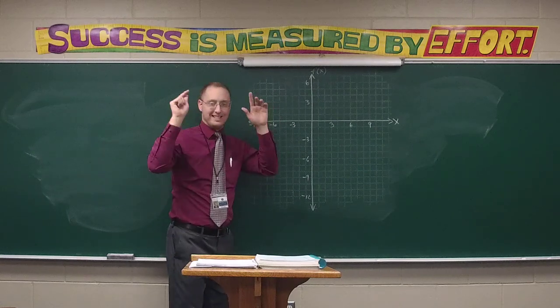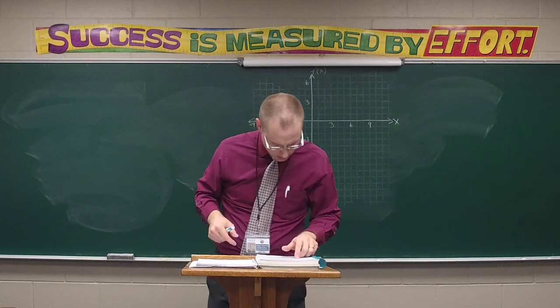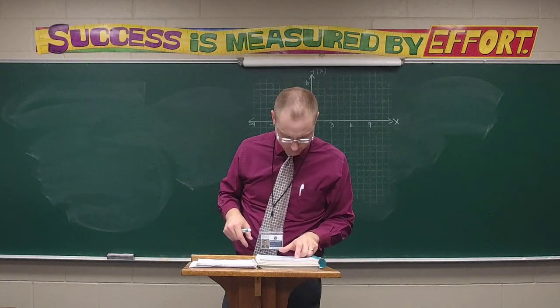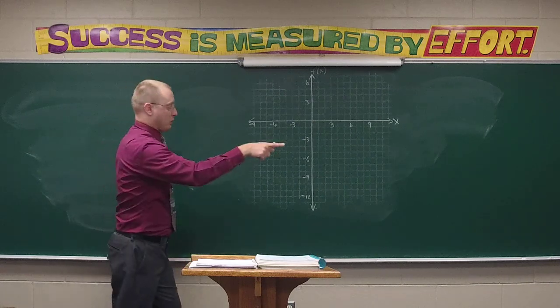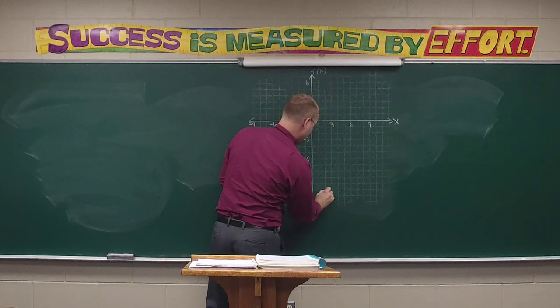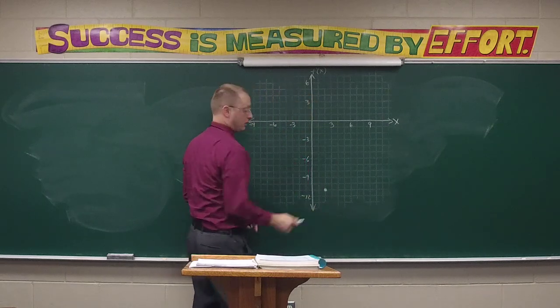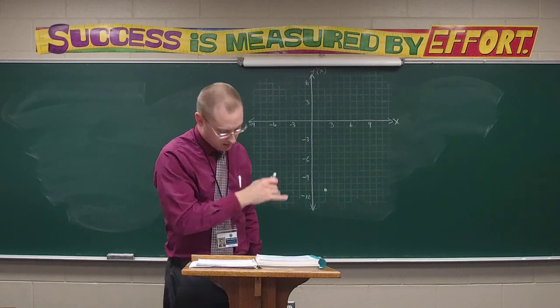So not only are we going down 11, what's another change we're having to make, Abby? On 23, we have to go this way too. Forward 2. Okay, so to the right 2. So we're going to go forward 2 and then down 11. So my vertex is going to be right here at 2, negative 11. And then on top of that, there's a third change we're going to make here, Maddie.